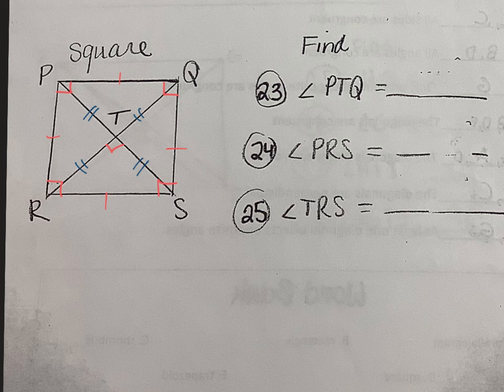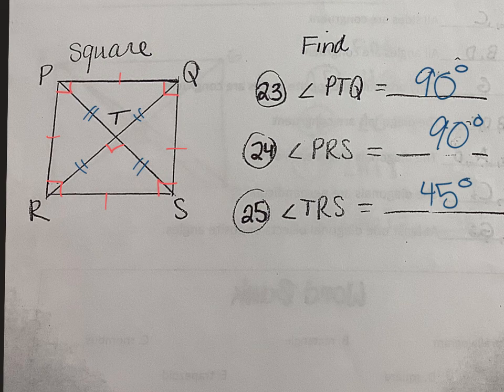So PTQ. The angle in the middle is 90. All right, so PRS, 90. TRS, 45. Gosh, how did I get all these wrong? Except for one.